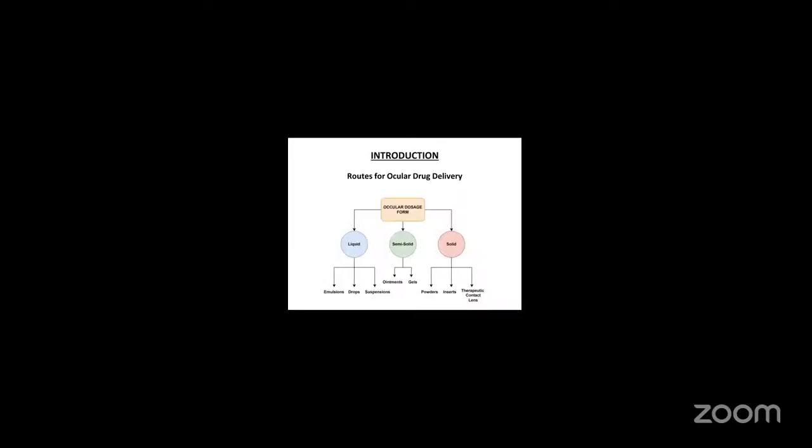Coming to the fourth slide, which is routes of ocular delivery, we have three kinds of dosage forms in ocular: the first is liquid, the second is semi-solid, and the third is solid. For liquids, we have three types: emulsions, drops, and suspensions. In semi-solids, we have ointments and gels. In solids, we have powders, inserts, and therapeutic contact lenses. My part is the inserts, which are the solid ocular dosage form.